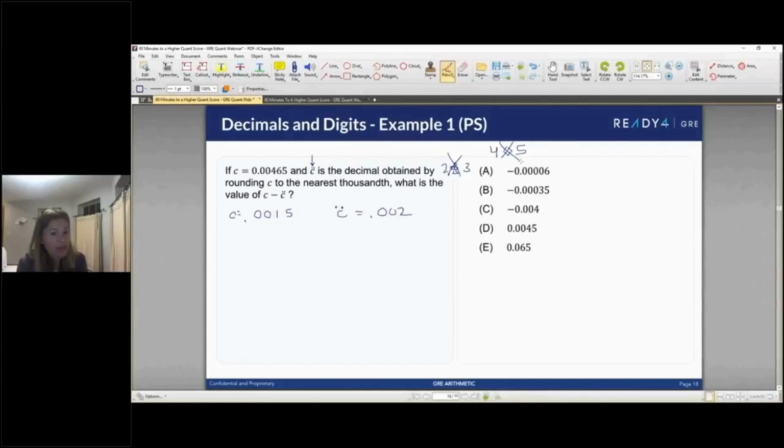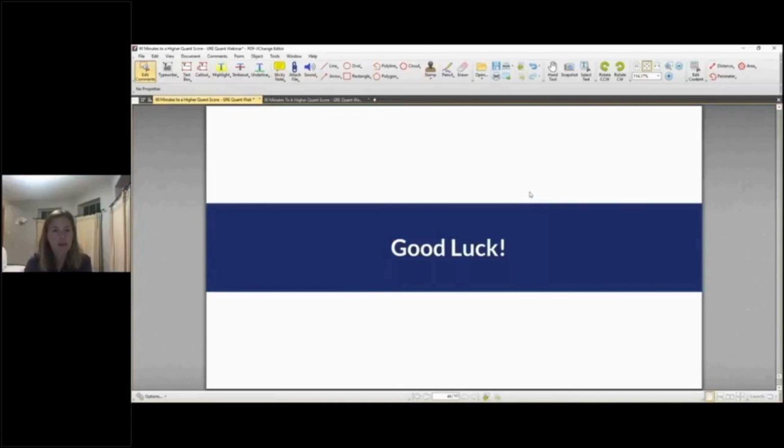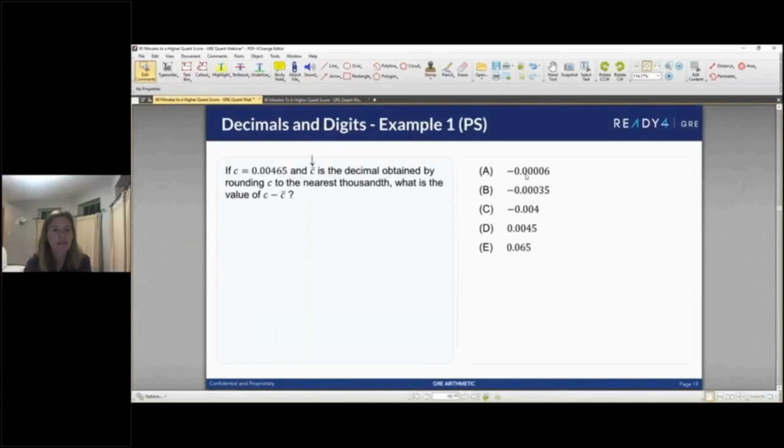Here, though, we have C and C dot. So carrying on with this question then, our C is not 0.015, it's 0.002. So take a moment and, sorry about that. My gosh, I hit the end. There we go. Take a moment then and figure out, what do you think the answer to this question is? So you can just type into the question box A, B, C, D, or E.